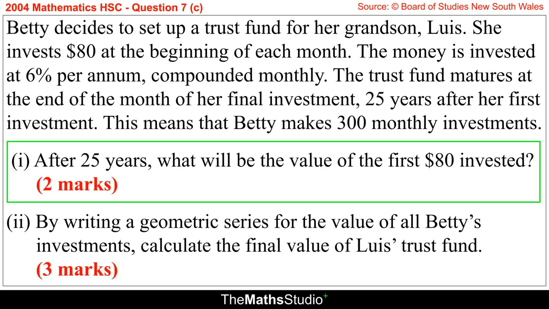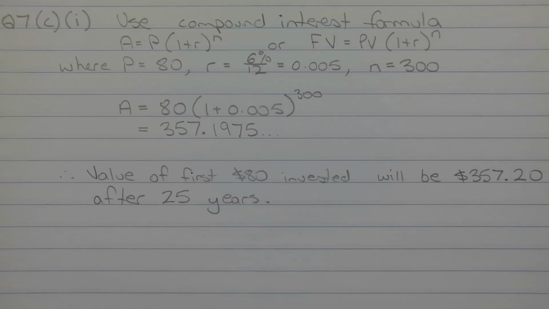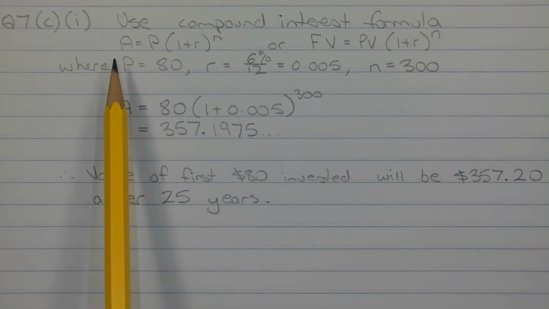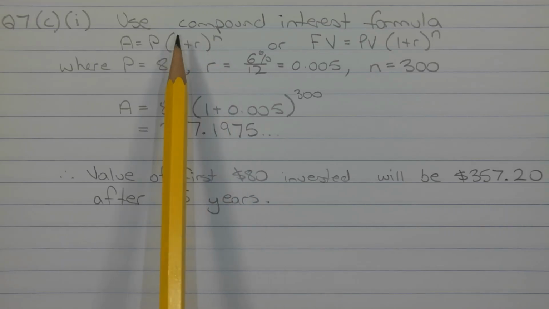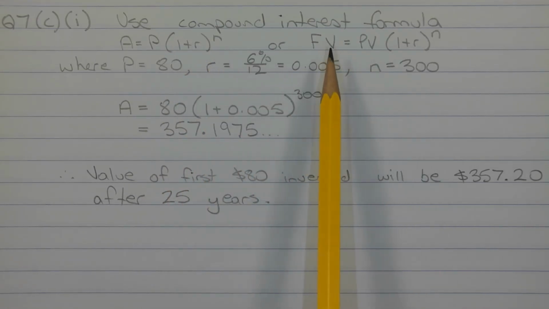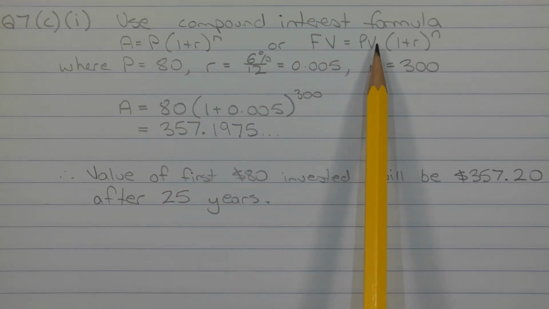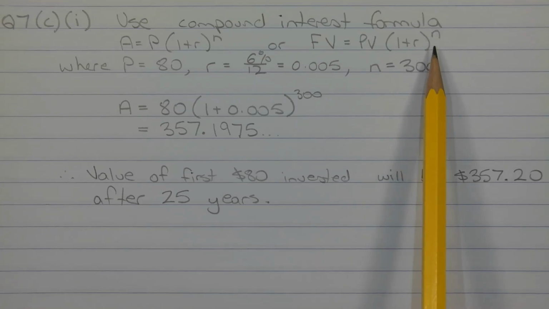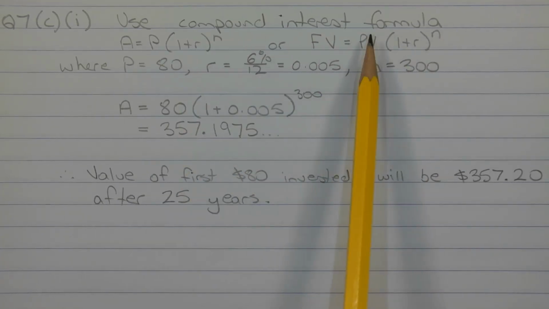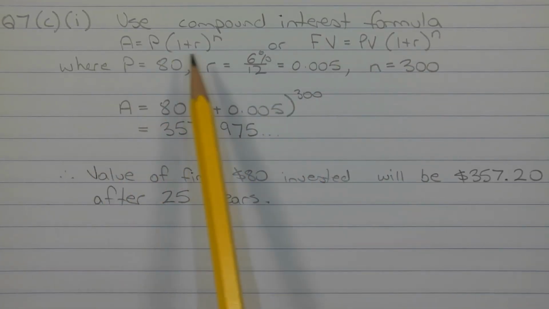Part 1. After 25 years, what will be the value of the first $80 invested? Since we're trying to find the future value of a single lump sum investment of $80, we use the compound interest formula, A equals P times (1 plus R) to the power of N, or future value equals present value times (1 plus R) to the power of N. Both formulas are identical, it's just the terminology that's used.